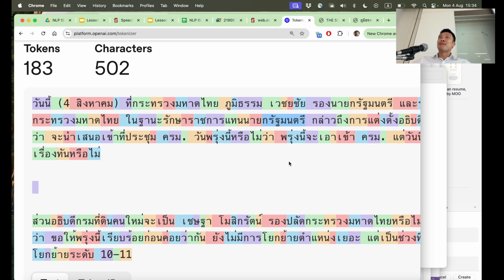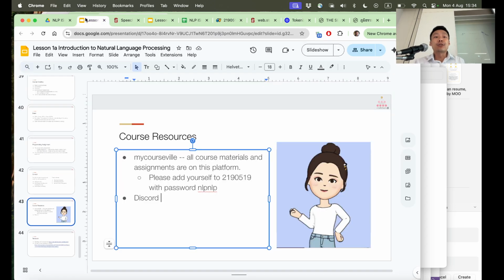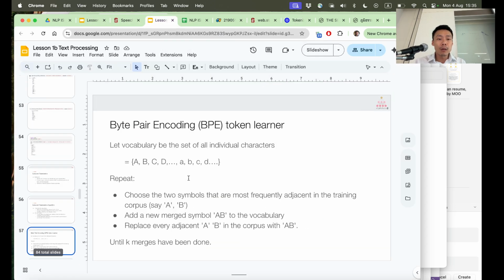Nonetheless, it performed beautifully on Thai somehow, okay? So 500-something characters to get 183 tokens. All right, so obviously it does an awful job tokenizing, but paired with the model, it still works okay. So they do something right there. Cool.